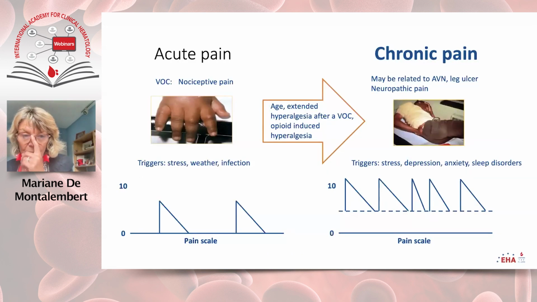What is characteristic? When you are a child, you have a nociceptive pain triggered by stress, weather, infection. The child is painful, but then it goes back to normal. But as you are getting older, you have sometimes extended hyperalgesia after vaso-occlusive crisis or opioid-induced hyperalgesia. And you have not only nociceptive pain, but also neuropathic pain with new triggers such as depression, anxiety, sleep disorders. And finally, you go from median pain to high pain to median pain, and you are never painless.